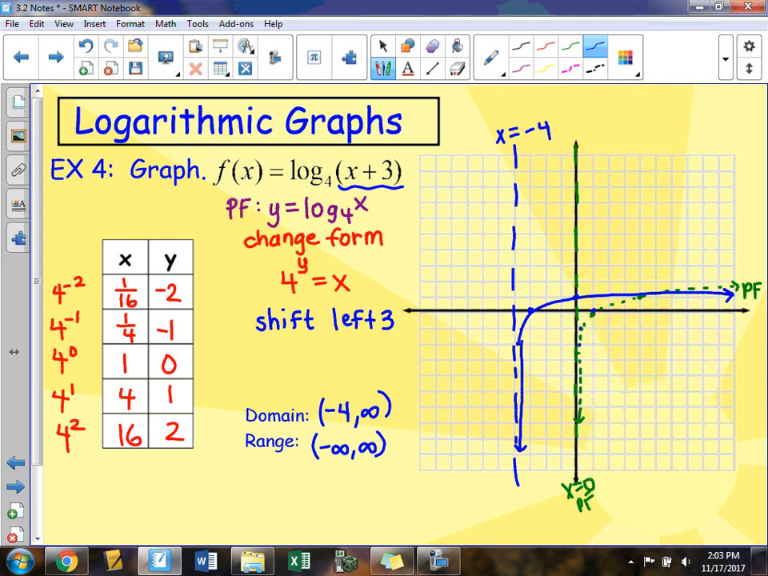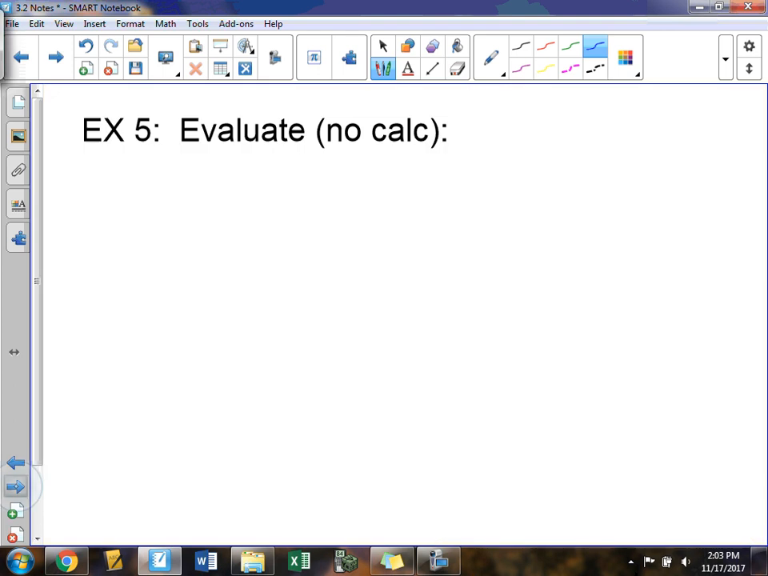So there's another graph that you have of log functions. As we get into this, we're going to have to be able to evaluate without a calculator. You might not even write these down because we're going to do some more in a moment. But what you need to start seeing is how logs and exponents are related.